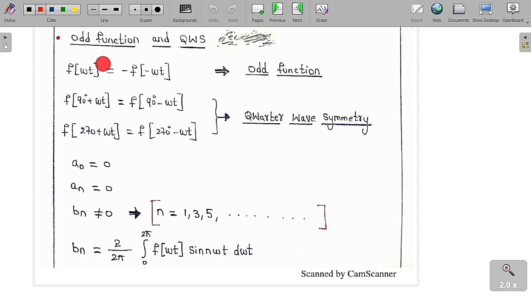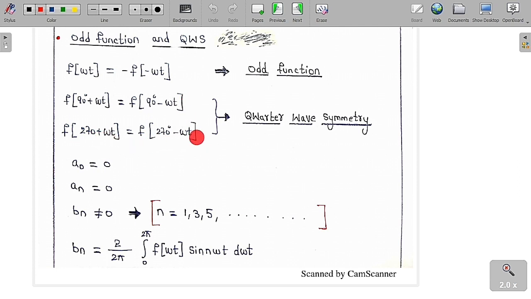Now, if a function satisfies the odd function property and also quarter wave symmetry, what do we get for the Fourier series coefficients? If f of theta is equal to minus f of minus theta, then we say the function is an odd function. Quarter wave symmetry means very simple: f of 90 plus theta is equal to f of 90 minus theta, and similarly f of 270 plus theta is equal to f of 270 minus theta.